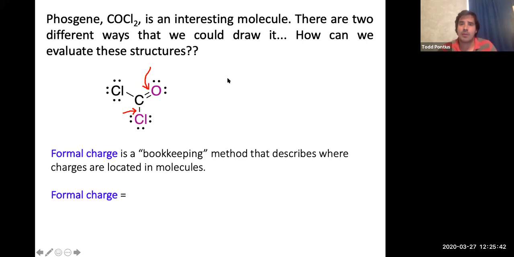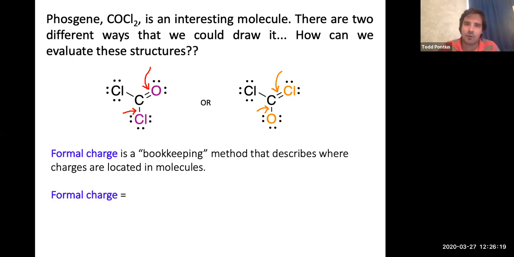The other possible way that we could draw it is like this. Pretty similar idea. The only difference in this case is that now we put a single bond on oxygen and a double bond on chlorine. Both of these are viable Lewis structures. You're not going to be expected to choose which one's better, but I do want to talk about how we can evaluate it, and we'll talk about which one is better. So enter this concept of formal charge.